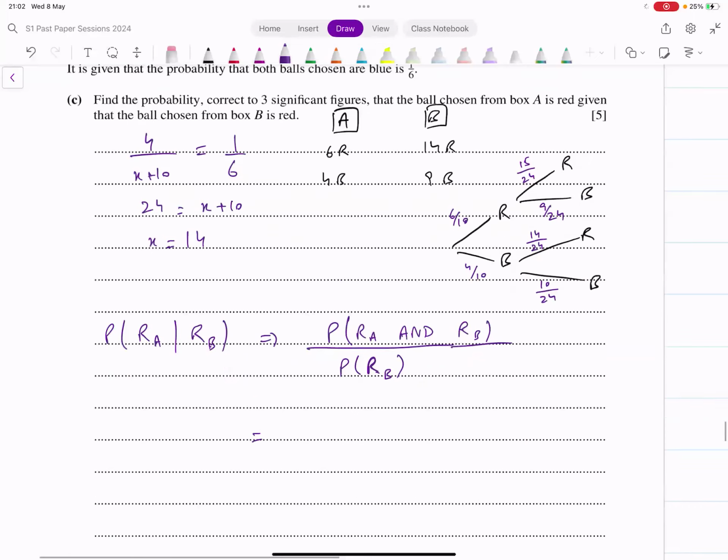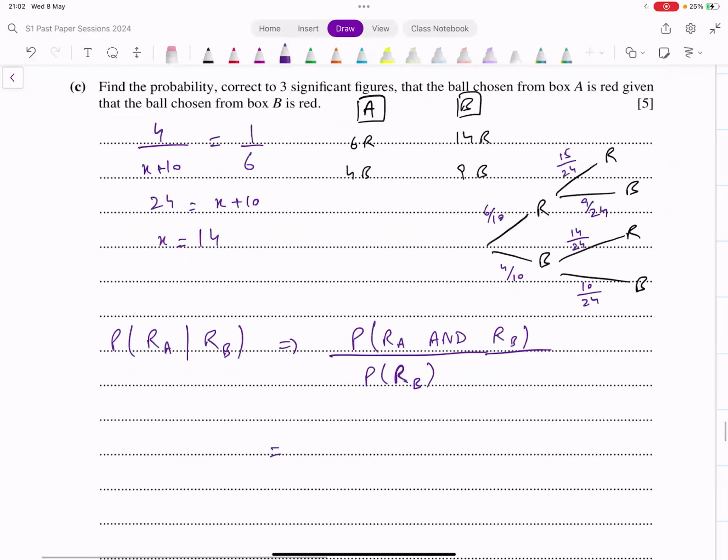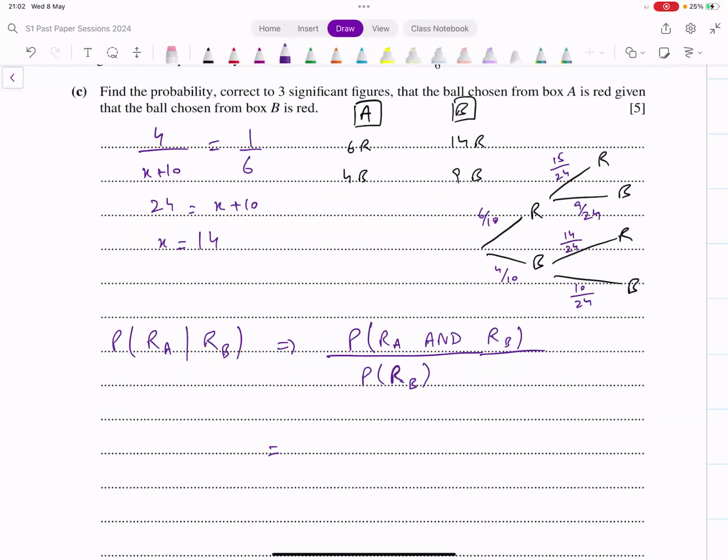What's the probability of getting a red ball from box B? I have to be more clear here, otherwise A and B are being used for two things. Red ball from box A and red ball from box B, right? That's what we're saying. R and B are representing red and blue balls here, but these are representing the boxes, okay? A and B boxes. I hope that is clear, okay?